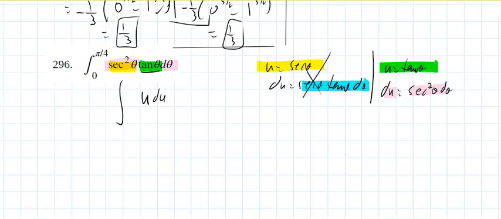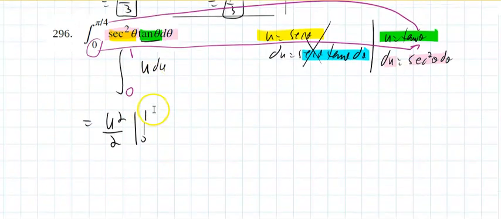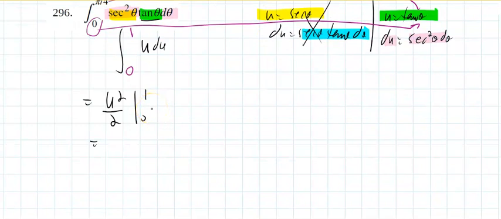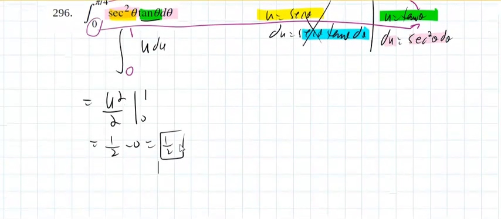Now, if I let theta be 0, tan of 0 is 0. If I let theta equal pi over 4, tan of pi over 4 is 1. That is u squared over 2 evaluated from 0 to 1. And we know what that is. Plug the 1 in. That's 1/2 minus 0, which is 1/2. Oh, and that's pretty much it for this section.